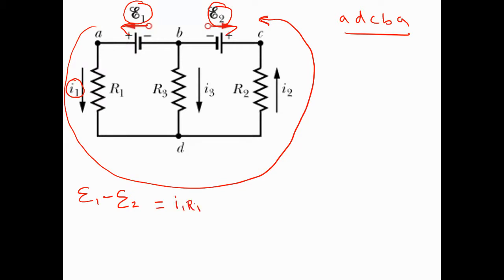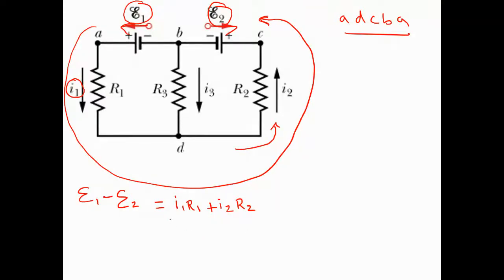I1 R1, and my current is coming here, the direction of the current from the battery, and then the I2 current is in the same direction. Also, what should be the sign? Plus I2 R2. That's it. Clear? Clear, my dear?